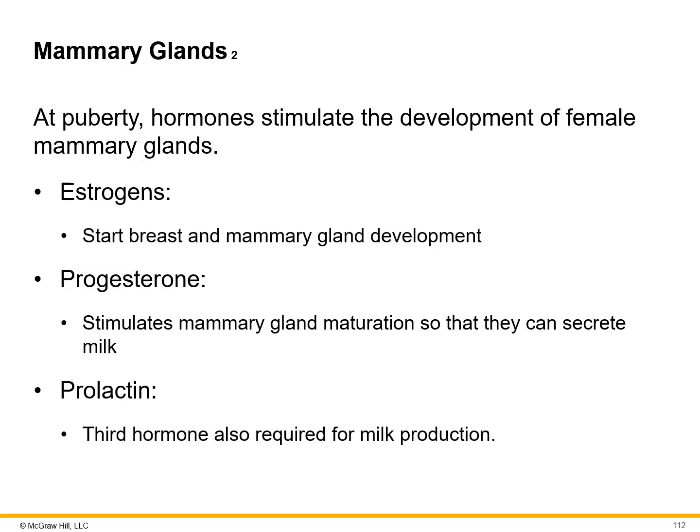And then your prolactin is the third hormone that is also required for milk production. A lot of people think it's just progesterone, but it's actually prolactin also. That's why it takes a few days after you have a baby for your milk to come in. But please make sure you know that the progesterone stimulates those mammary glands to mature so that they can actually secrete milk. And your alveolar glands are the functional portions of the mammary glands which produce milk by stimulation from the prolactin hormone.